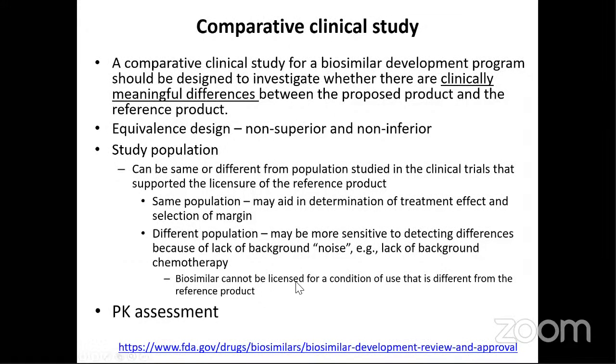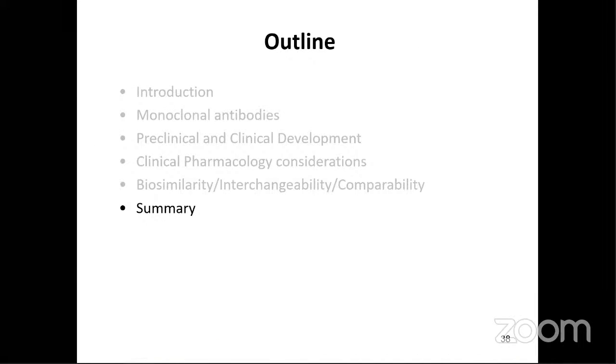Biosimilars cannot be licensed for a condition of use that is different from the reference product. And that basically goes back to the principle of generic drug development. And the PK assessment that is followed in the comparative clinical studies is also equally important. That brings me to the summary, especially of the biosimilar part.